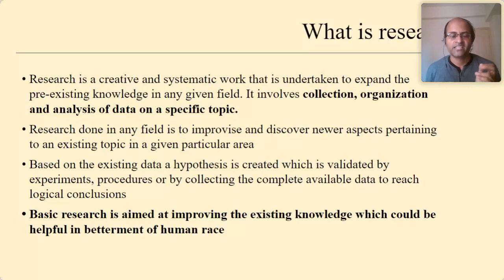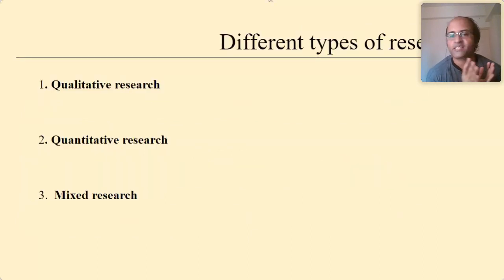Now, having given you a brief introduction about research and what it is and why it needs to be done, let us come to the aspect of different types of research. There are three types of research which are essentially followed. One is qualitative research, second is quantitative research, and third is mixed research. Now, when we say qualitative research, it's all qualitative data. We try to collect the data, analyze it, and just present it out.